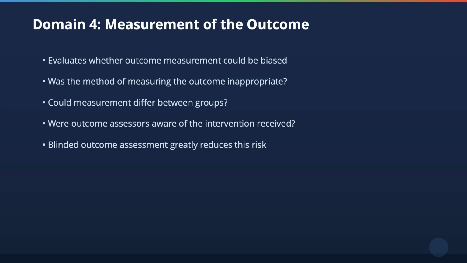Objective outcomes like death or laboratory values are unlikely to be affected by assessor blinding, but subjective outcomes like pain scores or quality of life are highly susceptible to bias when assessors are unblinded. Blinded outcome assessment is a powerful protection. When you see a study with blinded assessment for a subjective outcome, that is a very good sign.